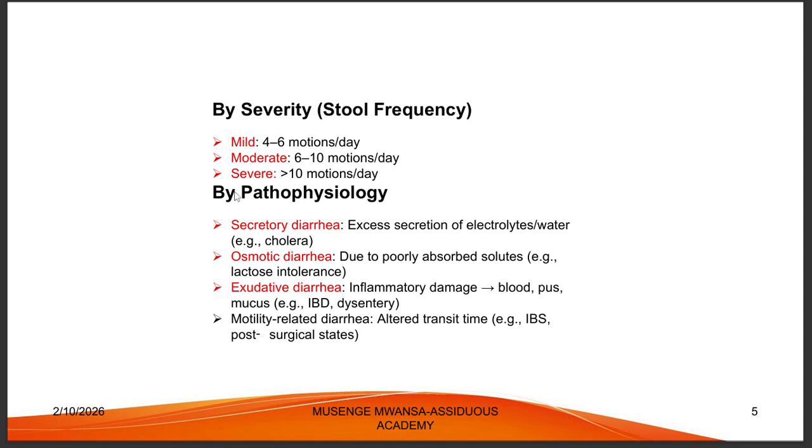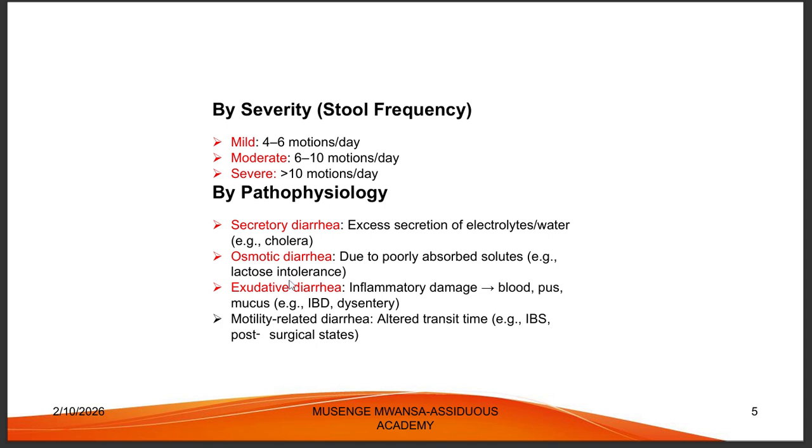You can also classify diarrhea by the pathophysiology. You have secretory diarrhea, where there's just excess secretion of electrolytes, and so water also follows those electrolytes. Let's say electrolytes are being secreted into the GIT; what happens in that case is that water follows, in the lumen of the GIT. For example, what happens in cholera? That's a secretory type of diarrhea.